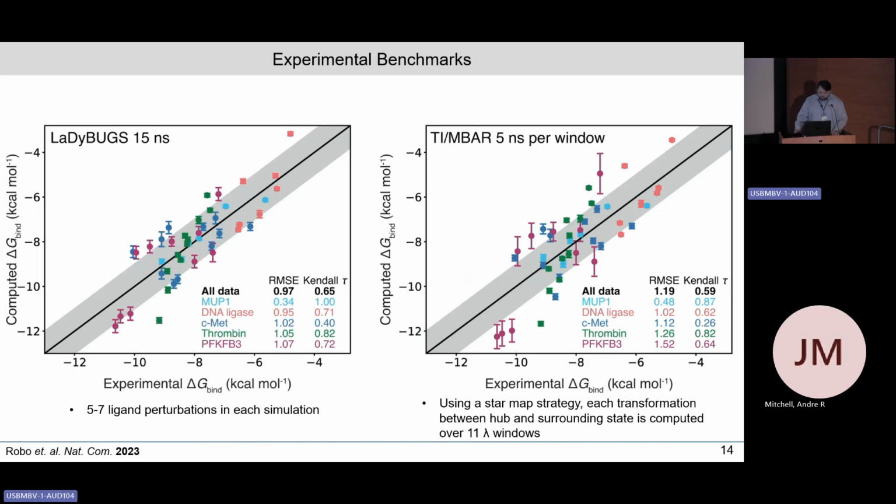But overall, we had pretty good experimental agreement with both. Our LaDyBUGS had a slightly lower RMSE and a slightly better Kendall tau, with 1 being perfect, but both right around 1 kcal per mole. And so we were happy with this, but we also wanted to compare LaDyBUGS directly to TI.